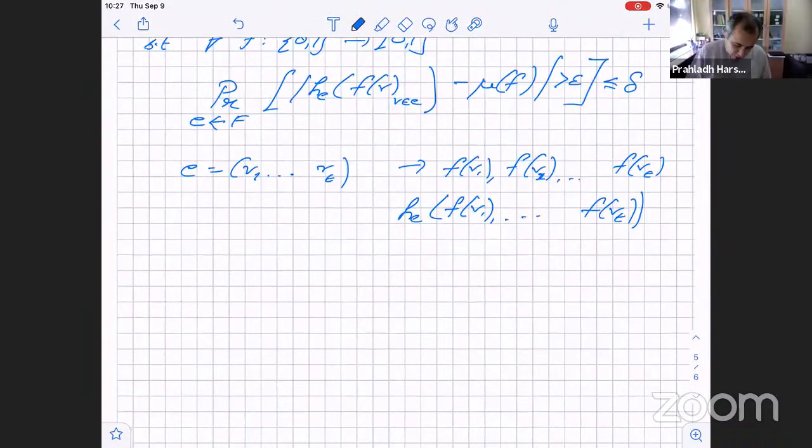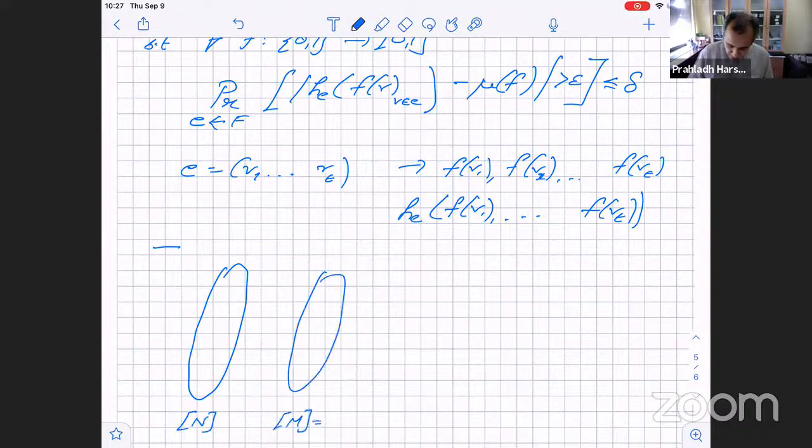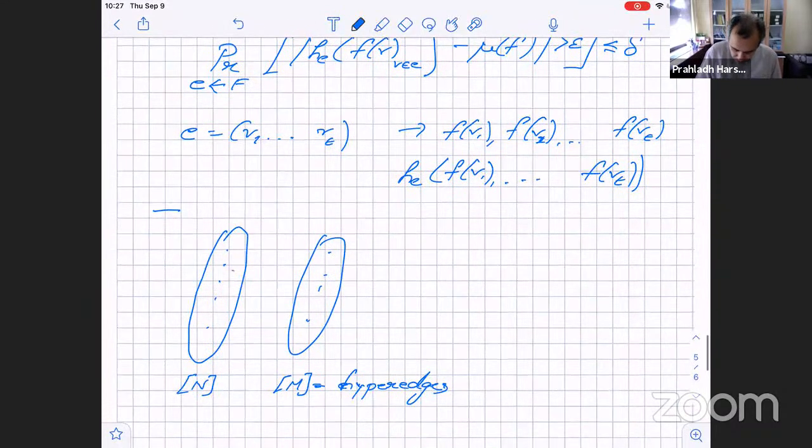This is sometimes represented as a bipartite graph in which this side is N, the vertices, and this side is M, the edges. These are what we call the hyperedges. You have a vertex for every hyperedge, you have a vertex for every element of N, and you connect a hyperedge to the T vertices that participate. A hypergraph can also be represented as a bipartite graph in the most natural way. Sometimes a sampler is described this way, sometimes you describe it as a hypergraph. You could do both.